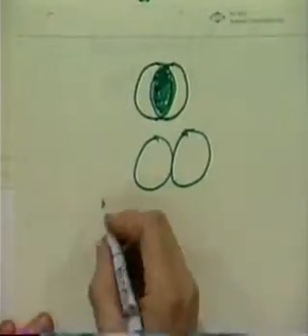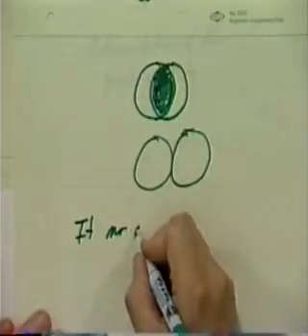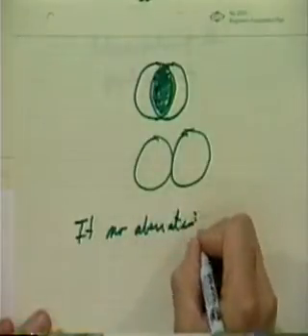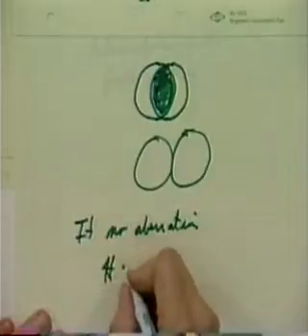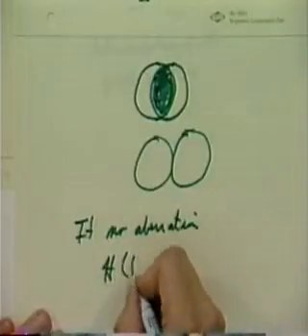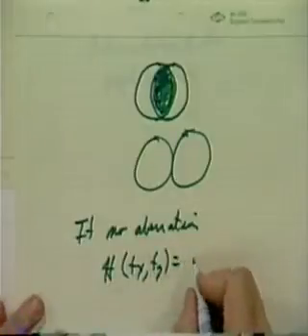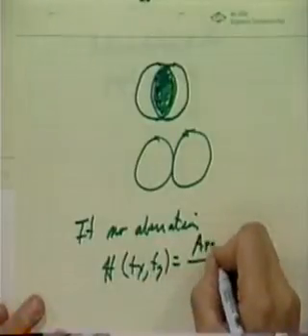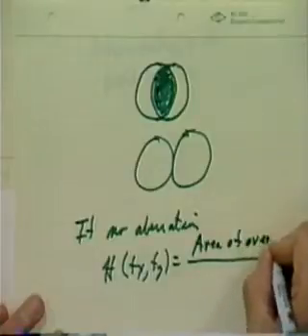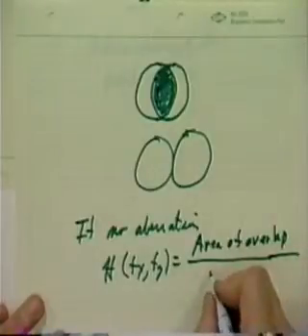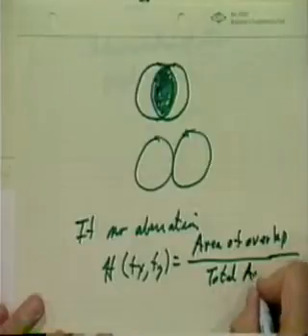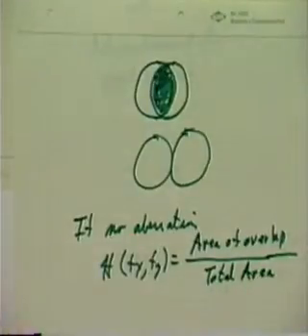So if no aberration, the optical transfer function is the area of overlap divided by the total area. Again, normalizing to 1 at 0 spatial frequencies. Okay? Any questions on that?